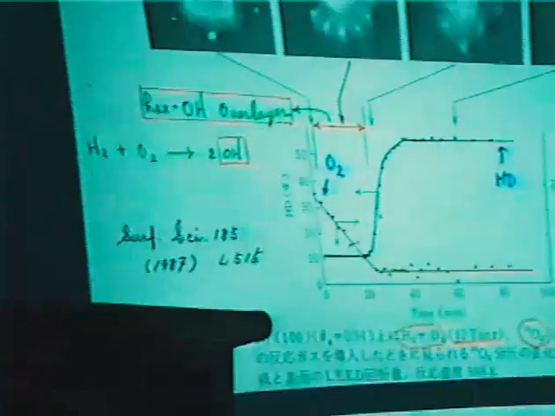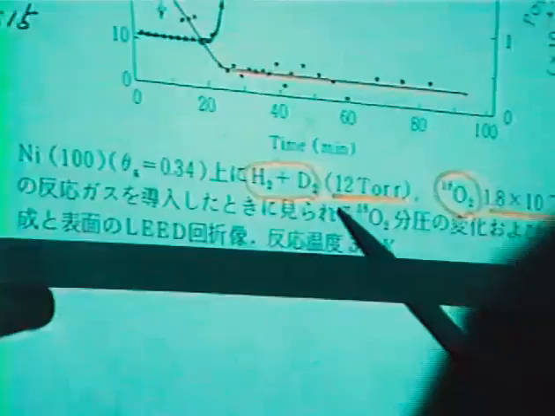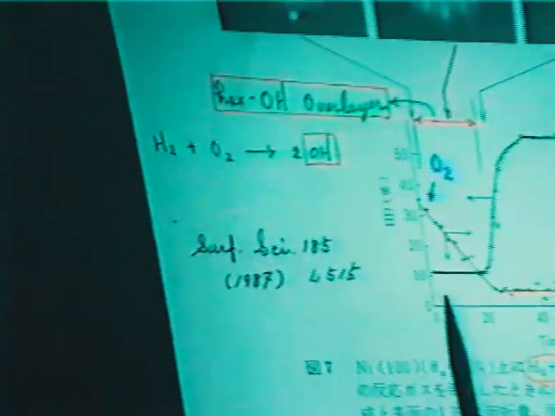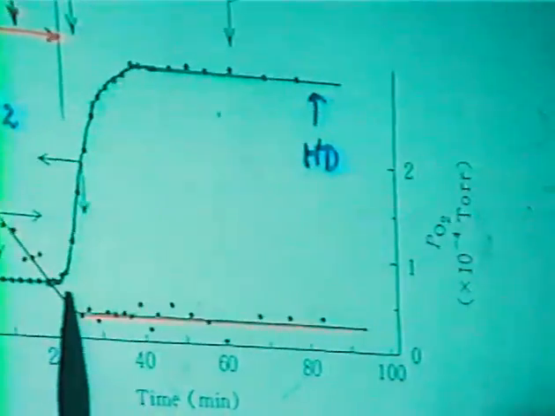I will show you one interesting example which we did before. This is the hydrogen-deuterium exchange reaction. This is the case when the H2-D2 mixture, 1 Torr of H2-D2, contains a small amount of oxygen. In this case, only 10 to the minus 4 Torr oxygen is contained in 1 Torr hydrogen. As you can see here, HD formation perfectly starts only after a certain period.